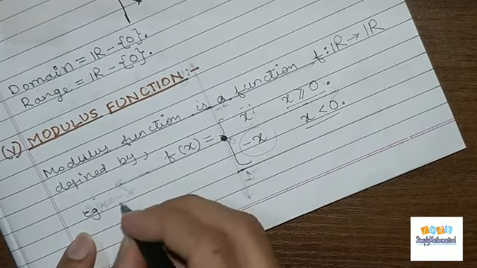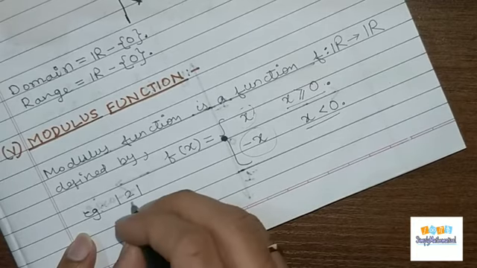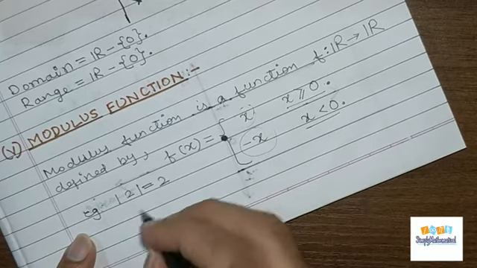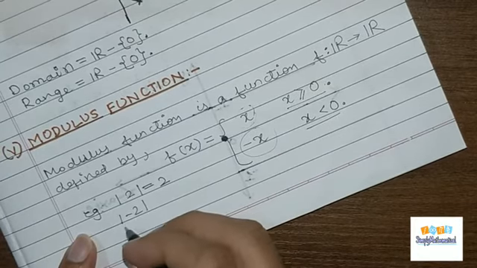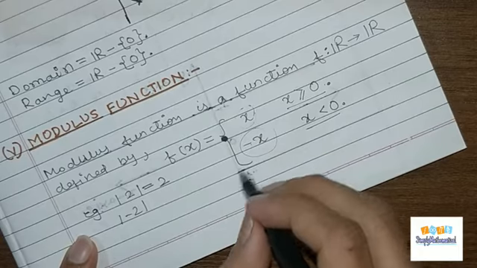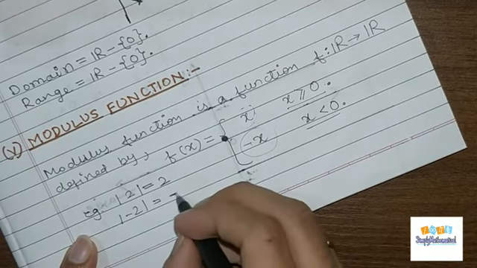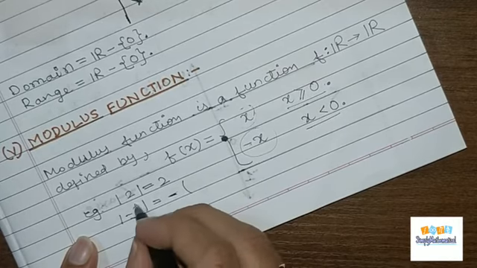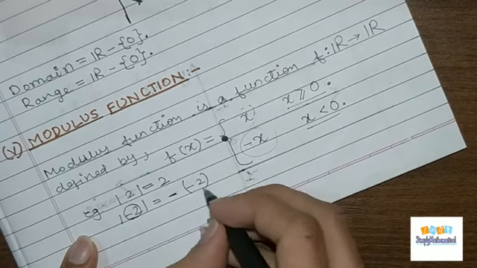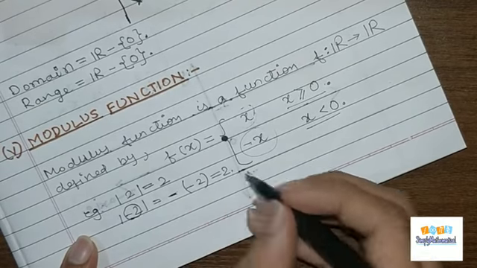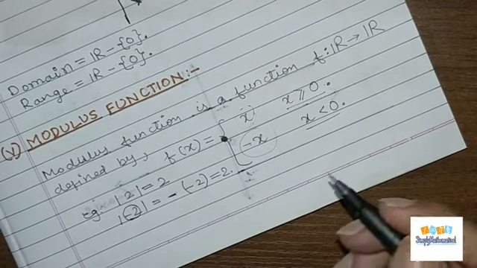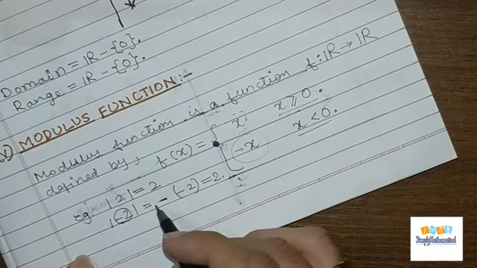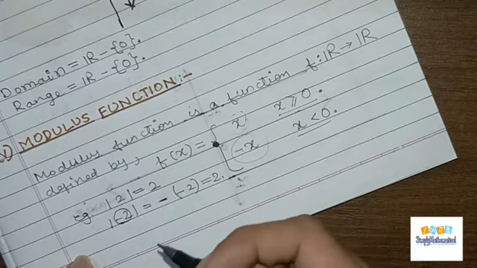So for example, if you take modulus of 2, what are you getting? 2 is greater than or equal to 0, so you will get 2. And if you take -2, then -2 is less than 0, so the definition has a minus in it, so I am writing minus. And what is our x here? Our x is -2, so minus of -2, and minus minus will become plus, so you will get 2 only. So any real number you take, the modulus function takes that number to a positive number.